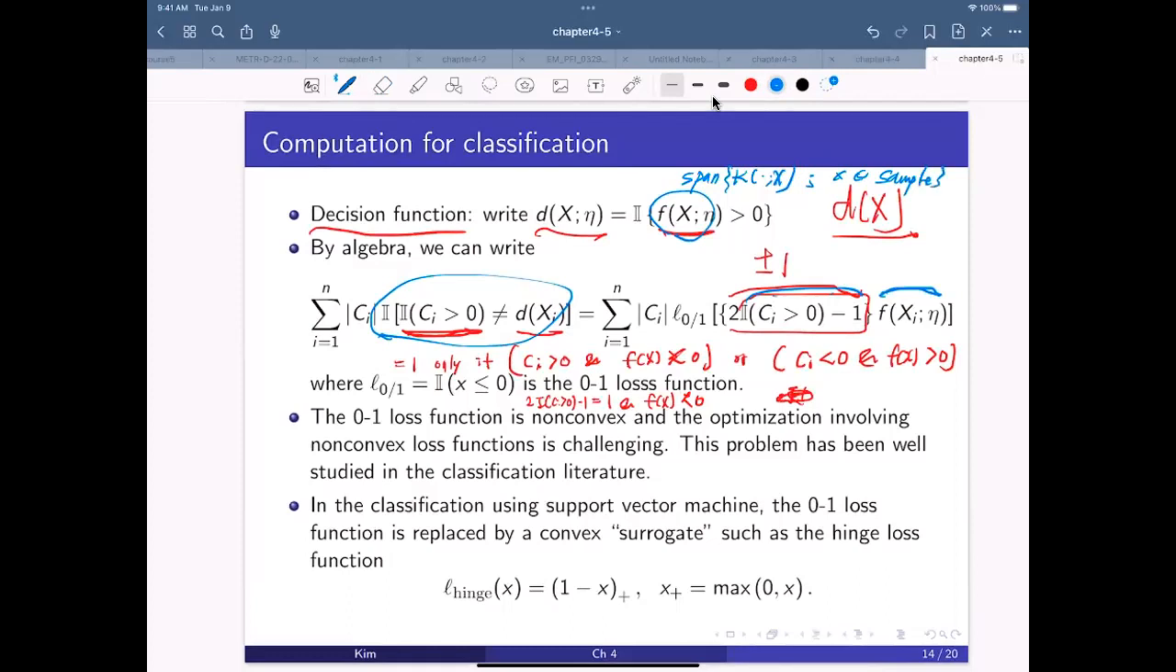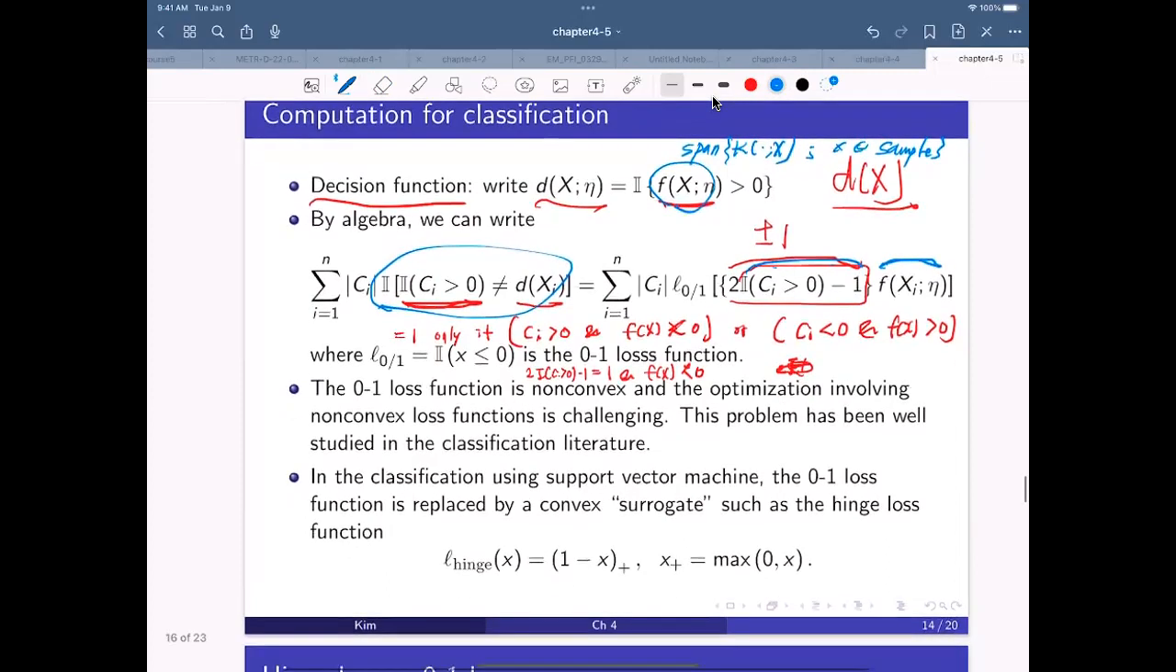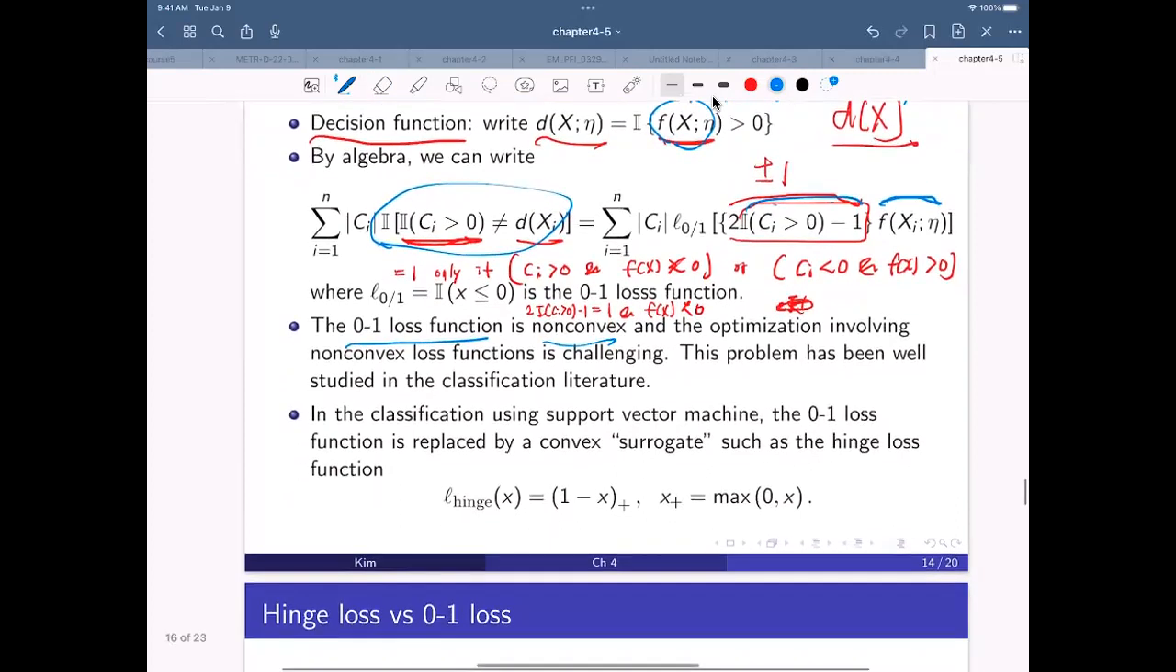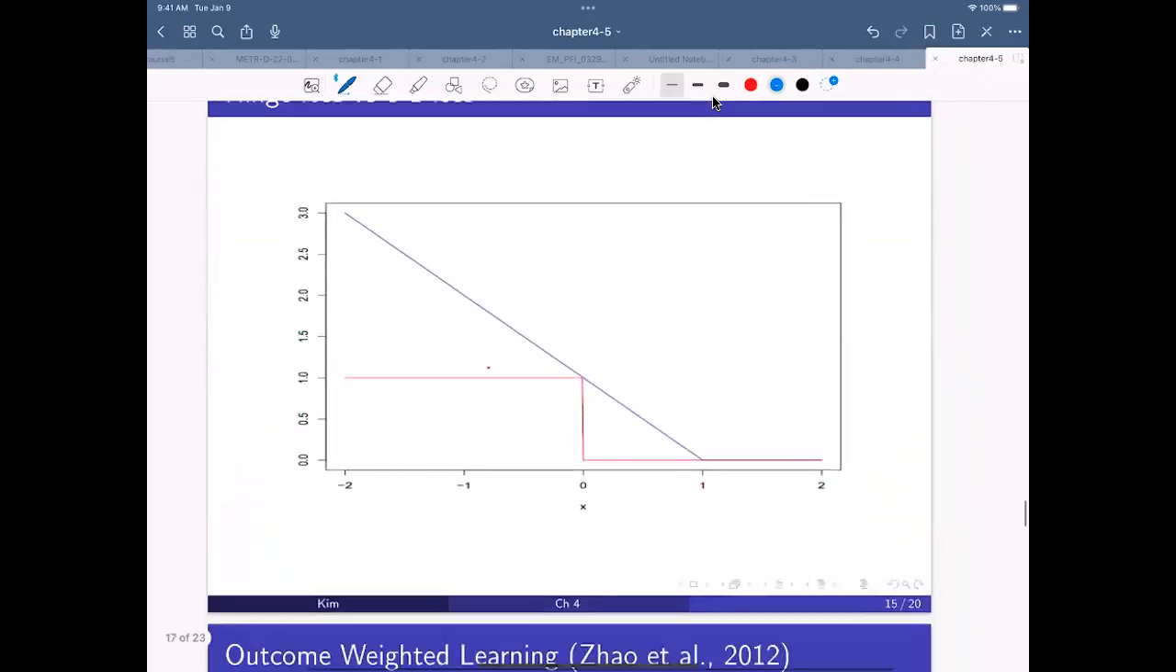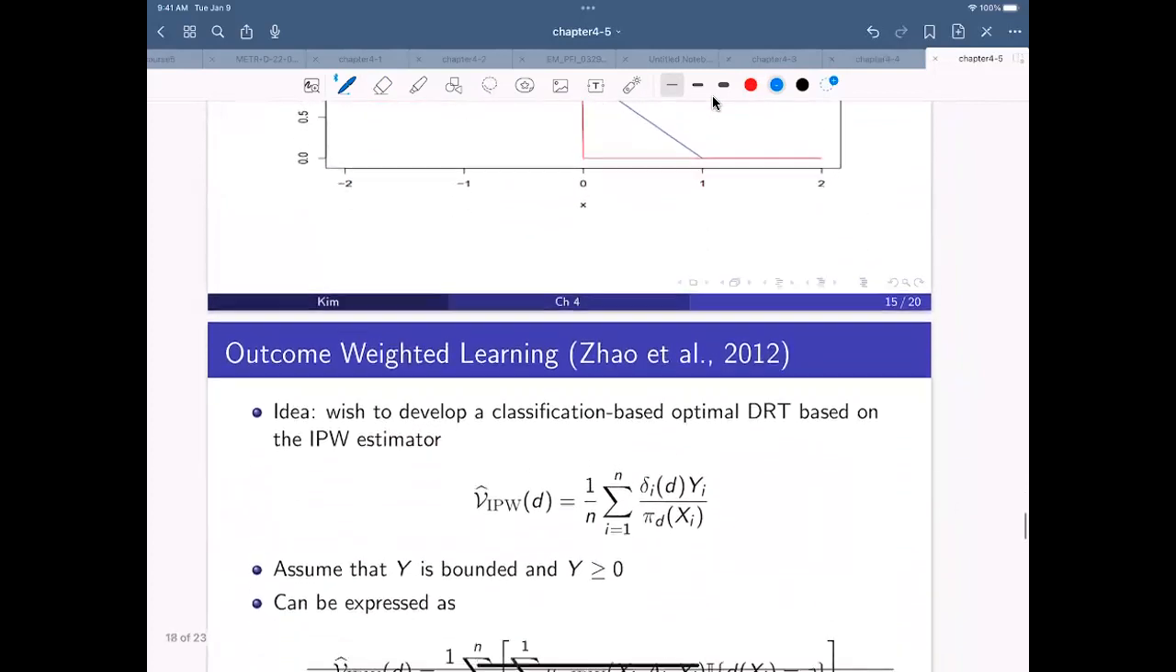There's another way. For this kind of optimization problem, we want to make it computable, so we need some technique. This 0-1 loss function is non-convex, so usually the idea is to change it to a hinge loss function, and then you get a computational advantage.